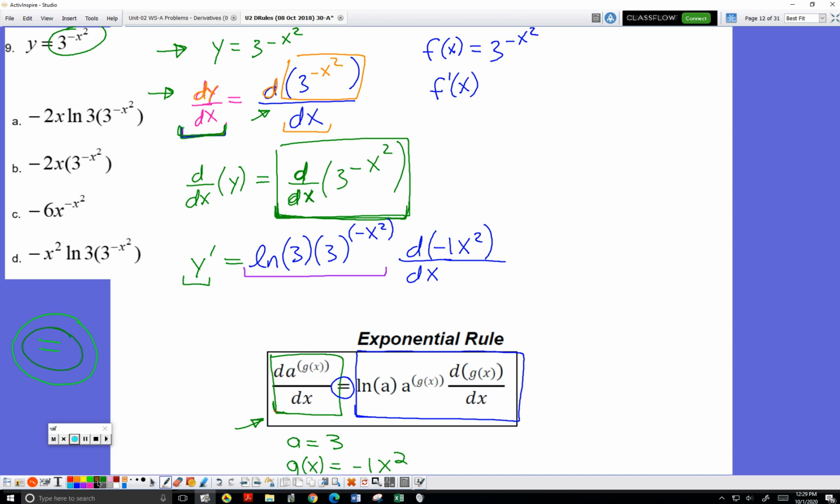But the rule created a new problem. It's like it created a world within a world, like it's Inception. Now we're just working on this little piece. Okay, you always start outward, you move your way in.